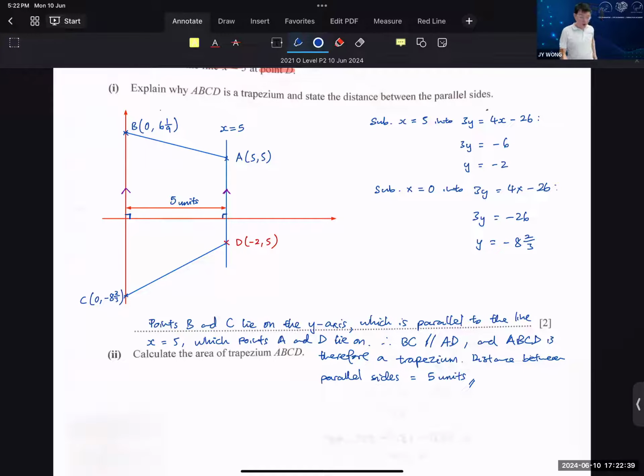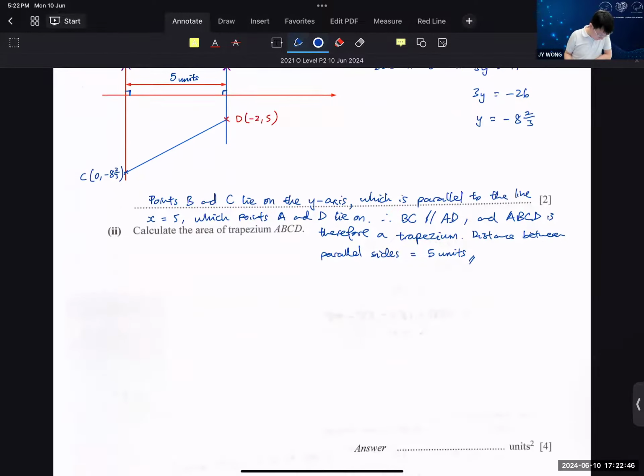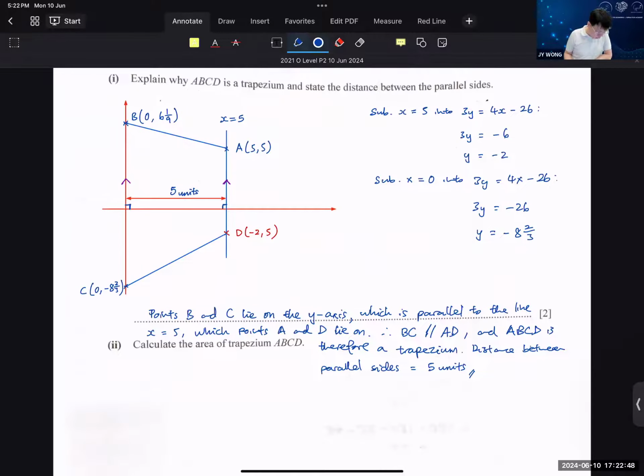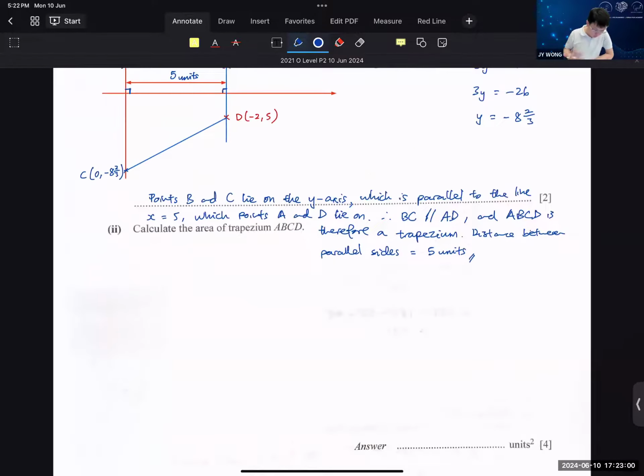Okay, therefore calculate the area of trapezium ABCD. So if you draw out the diagram, then it's very straightforward. To find AD and to find BC, you don't even have to apply any distance formula. There is no distance formula because you realize that it's a vertical distance. So you don't even need to use distance formula.